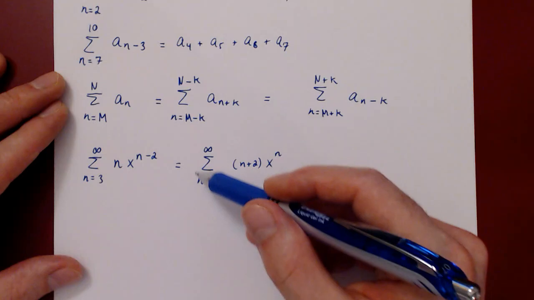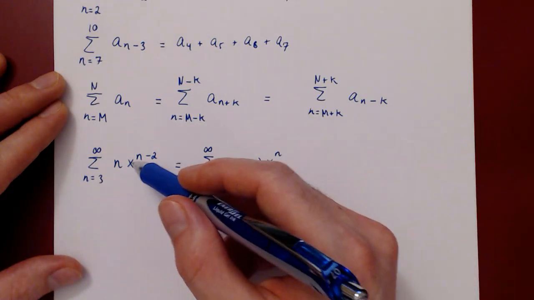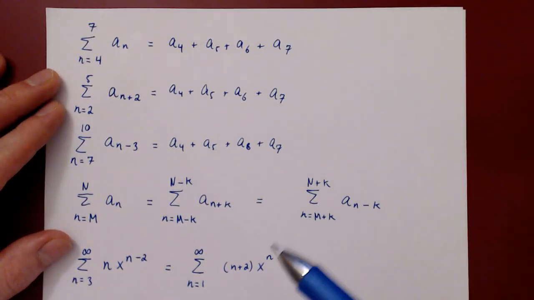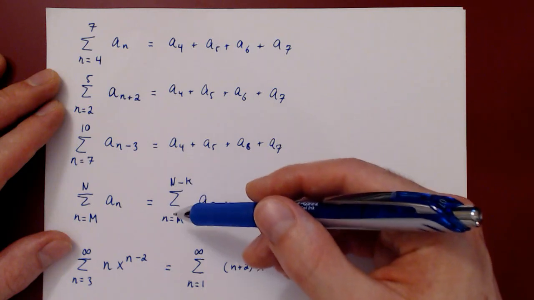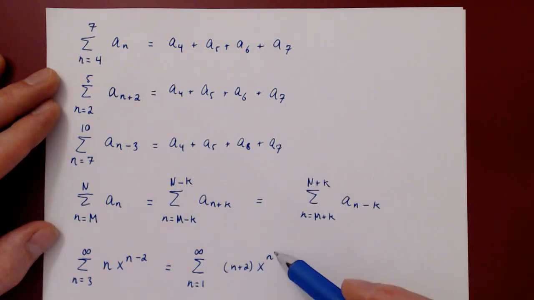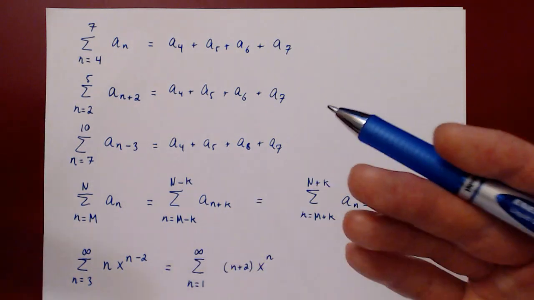The reason this is nicer is we have a clean x to the n and not an x to the n minus 2. So you can sometimes take advantage of the idea of translating a summation to get a cleaner version of, in this case, a power series, but of any summation in general.